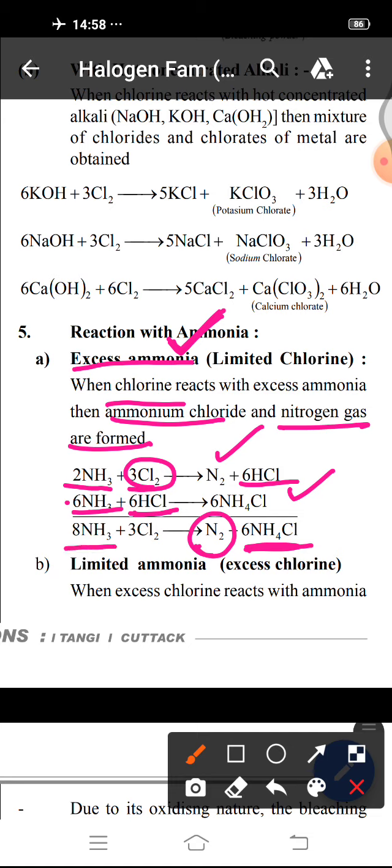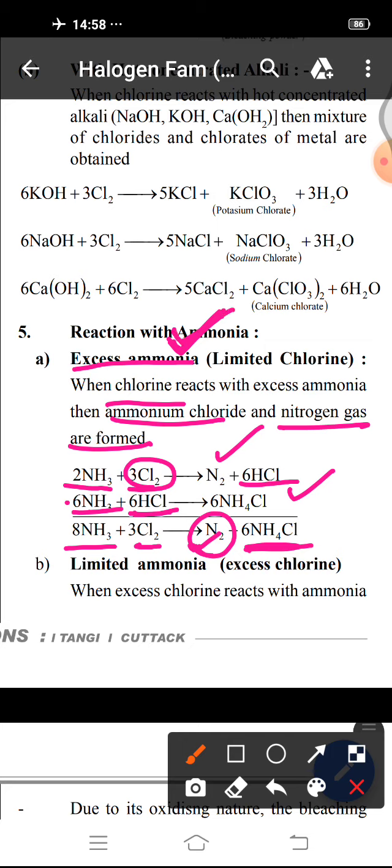So 8NH3 plus 3Cl2 forms N2 plus 6NH4Cl. This is the reaction of chlorine with excess ammonia.